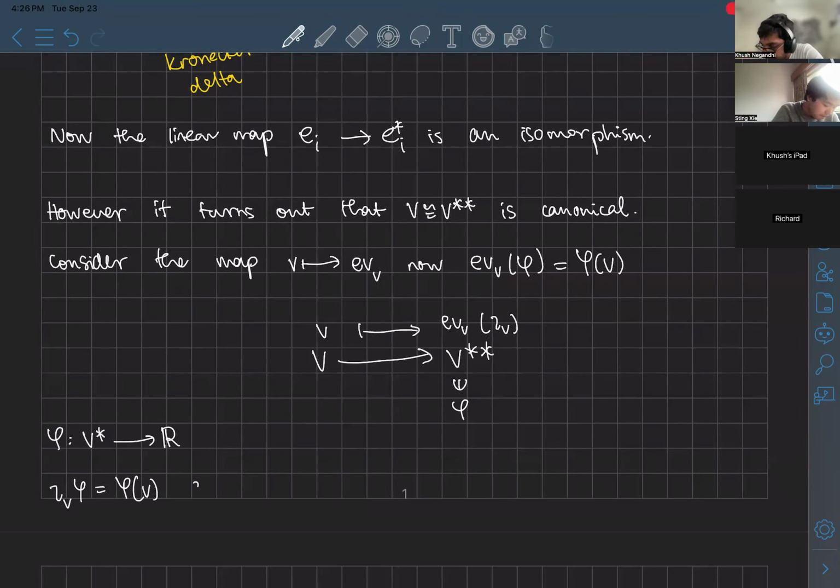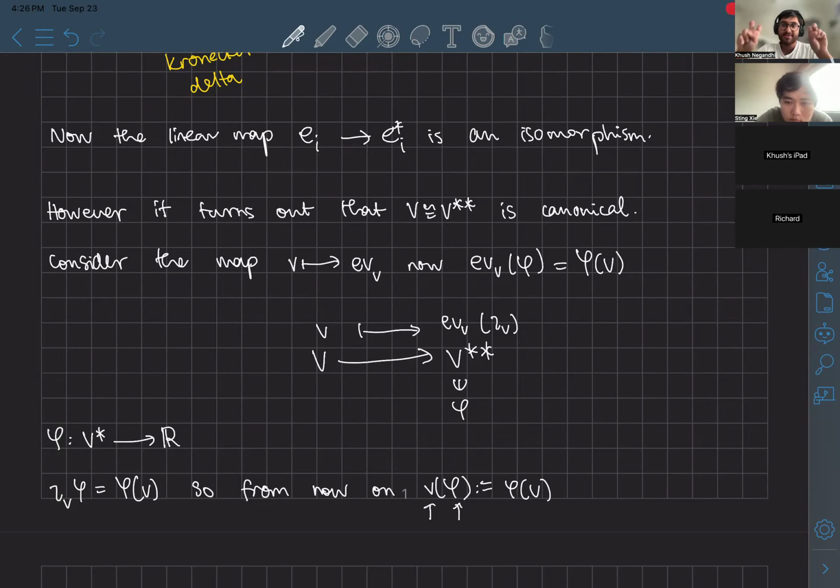So from now on, if I write something like V of phi, this is actually equal to phi of V. Because phi is a map, V is a vector, but since V and the evaluation map at V are the same canonically, I'll use this abusive notation. Okay, are there any questions about this?